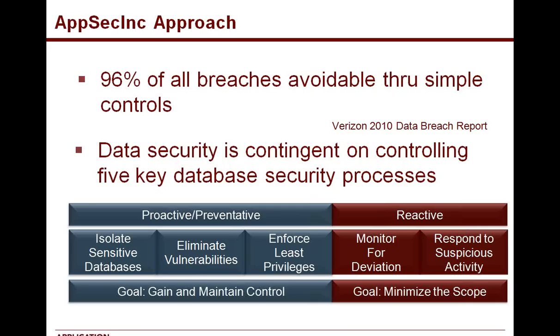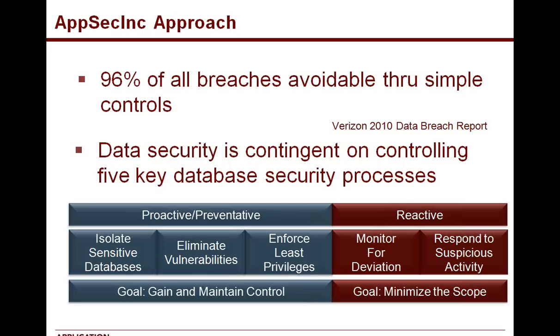Now, what was interesting, with all respect to Joe, is that Verizon does their annual data breach report, and one of the things they reported was that 96% of all the breaches were avoidable through simple controls. So we've identified 5 key security processes that you need to focus on. The first one is to isolate your sensitive databases, which is to find all databases on your network and determine which of those are holding sensitive data. Then, once you've done that, examine those databases, determine what vulnerabilities are exposing them, and eliminate them.